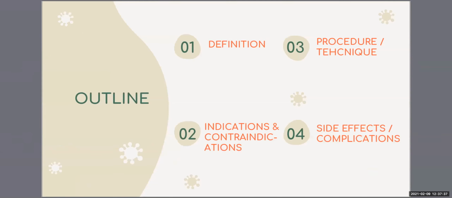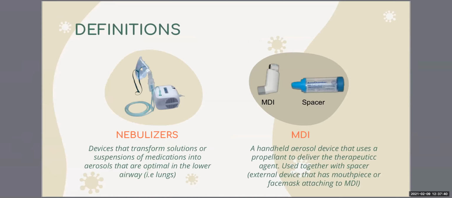So this is my outline for today. A brief introduction for these two devices. Nebulizers are defined as devices that transform solutions or suspensions of medications into aerosols that are optimal in the lower airways, which is the lungs. MDI is defined as a handheld aerosol device that uses a propellant to deliver the therapeutic agent, and it is recommended to be used together with a spacer. A spacer is an external device that has a mouthpiece or face mask that will attach to the MDI.